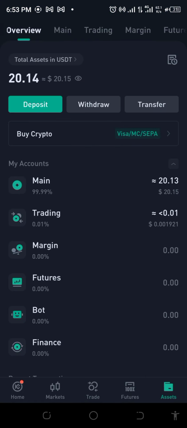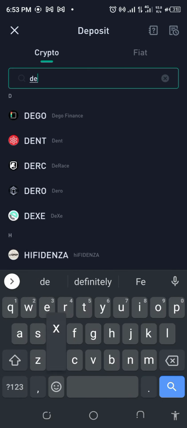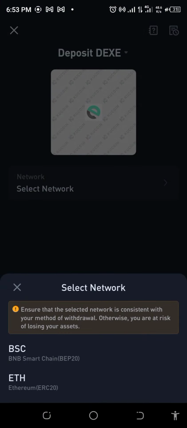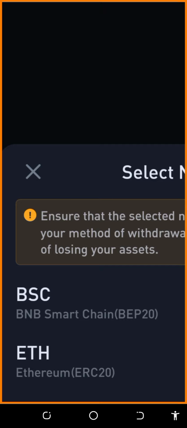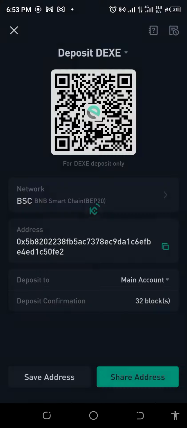We need to find that out. So we go to deposit, okay? And then we put in DEXE, and then we'll check to see whether... Okay, so we have BSC Smart Chain, BEP20, so that's good. So, now that we see that we have the same network that we can use, we're good.